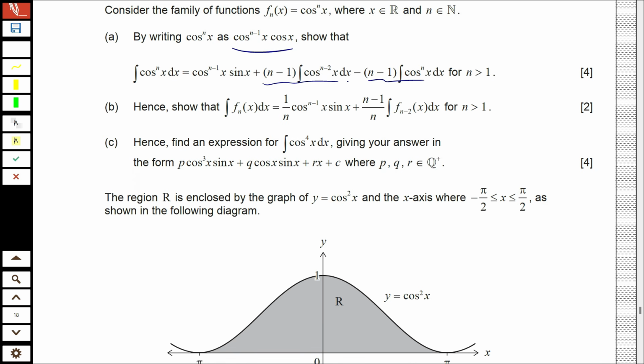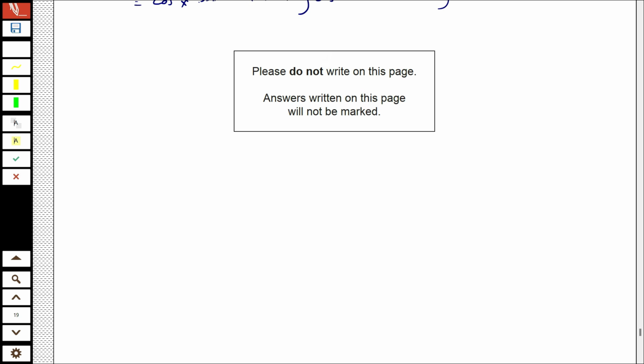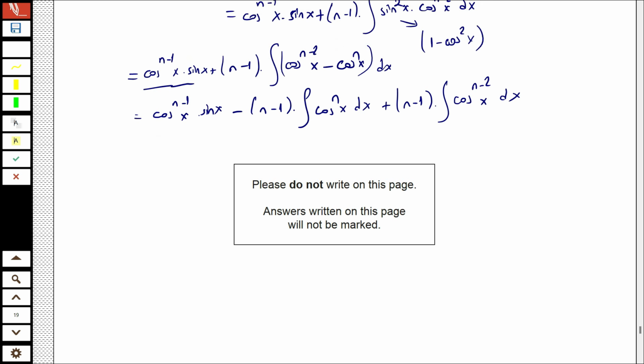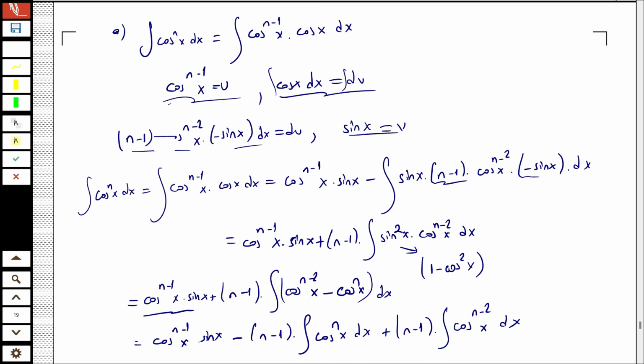Hence show that the other integral, at the question B. Yeah. By the way, you are not allowed to write in this page. I mean, you need to open another page, but I will write in here. So how are we gonna do now at the second question B?